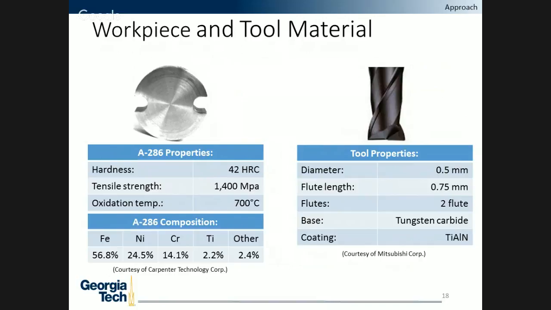And also because of the high nickel content, it has a lower thermal conductivity, which leads to excessive heating of the tool, which greatly increases wear. Also because of its many titanium carbides that form after heat treatment, it is incredibly abrasive to the tool and the tool coating, which also accelerates tool wear.